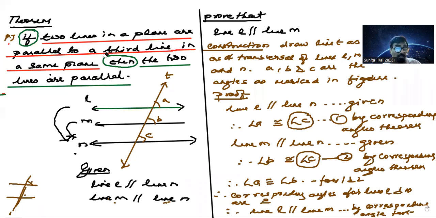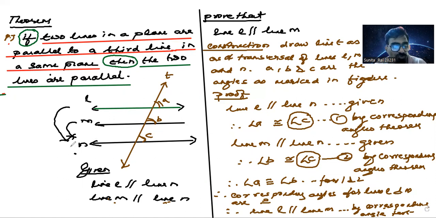So when you look here, children, there was no transversal. So in this different color, can you see? I draw this line T as a transversal of lines L, M, and N. So I write: draw line T as a transversal of lines L, M, and N. Got it? And A, B, and C are the angles as marked in the figure. So this is the construction.